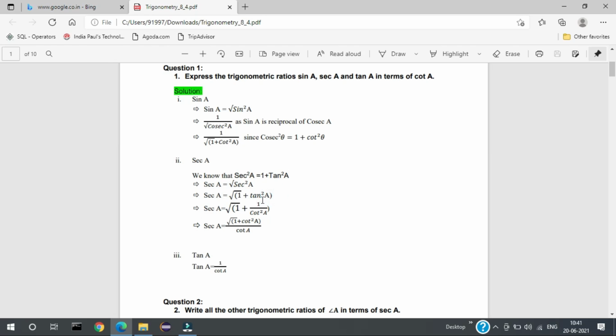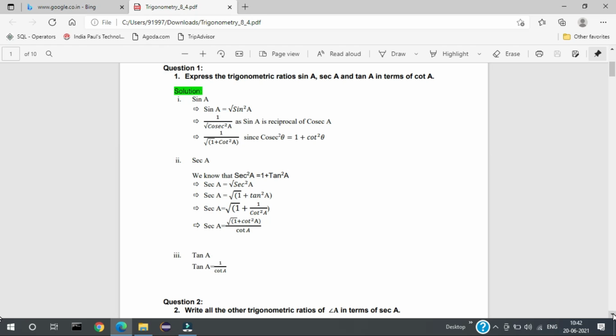Again, tan A can be written in the form of cot A: tan A equals 1 by cot A. Substituting here, root of 1 plus 1 by cot square A. So secant A equals root of 1 plus cot square A by cot A. So we have written secant A in the form of cot A. Next, tan A equals 1 by cot A. So we got the solution for question number 1.